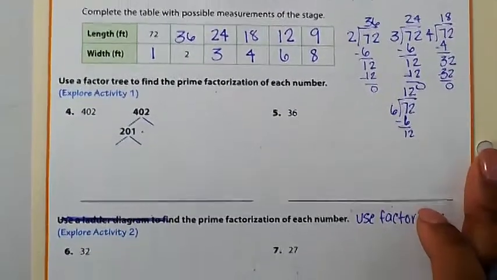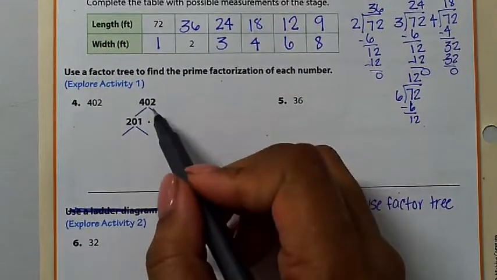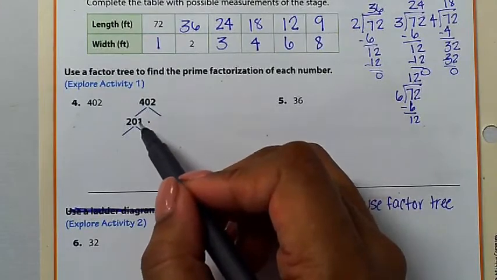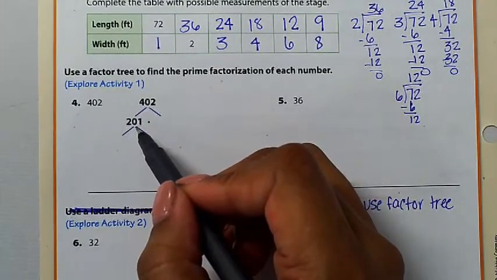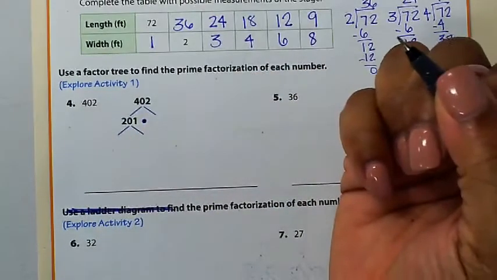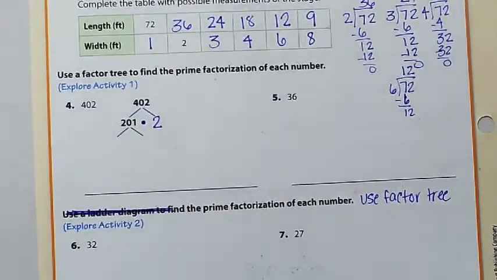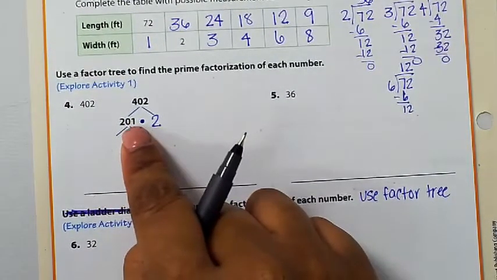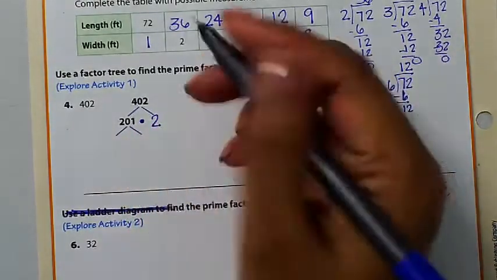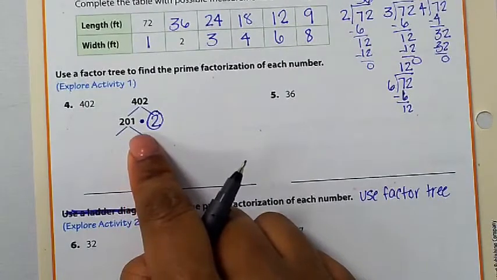All right, the next two, we're finding the prime factorization, and number 4 has partially been done for you. So they've done 402 is the same thing as 201 times what? Remember, this dot means that you're multiplying. So it's probably times 2. Okay, so 201 is composite, so they have these to break it down some more, and 2 is prime. So now I need to figure out 201.